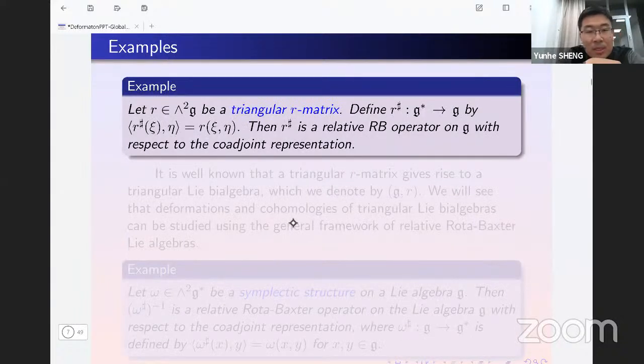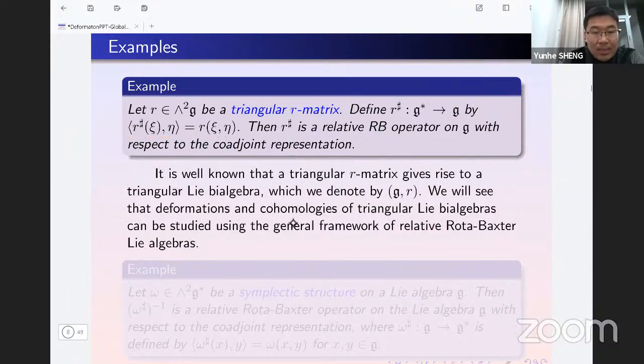Now I give some examples. Let r in the exterior square of G be a triangular r-matrix, and then we define r sharp from G star to G by this formula. Then it turns out that r sharp is a relative Rota-Baxter operator on G with respect to the coadjoint representation. And it is well known that a triangular r-matrix gives rise to a triangular Lie bialgebra, which we will denote by G_r. And we will see in the sequel that deformations and cohomologies of triangular Lie bialgebras can be studied using the general framework of relative Rota-Baxter Lie algebras.